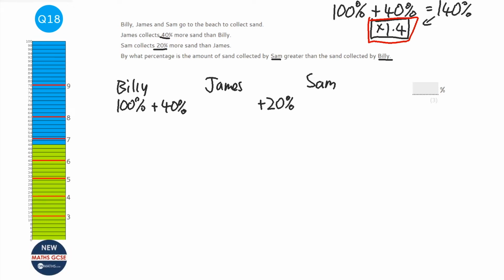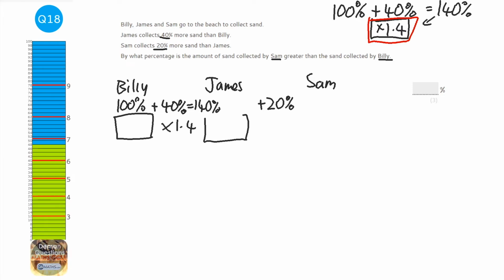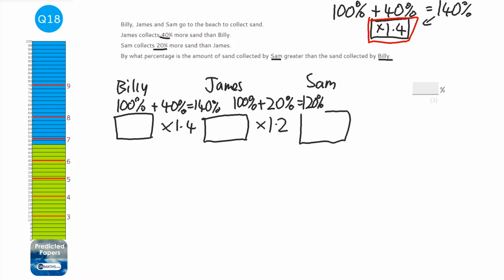Now, as a multiplier, that's going to be 1.4. So whatever amount Billy has, we're going to times that by 1.4 to get James's amount. Then James has the 100%. We add 20% on to work out what Sam has, which is 120% of what James has. As a multiplier, that's going to be 1.2. So we're going to times James's amount by 1.2 to work out Sam's amount.